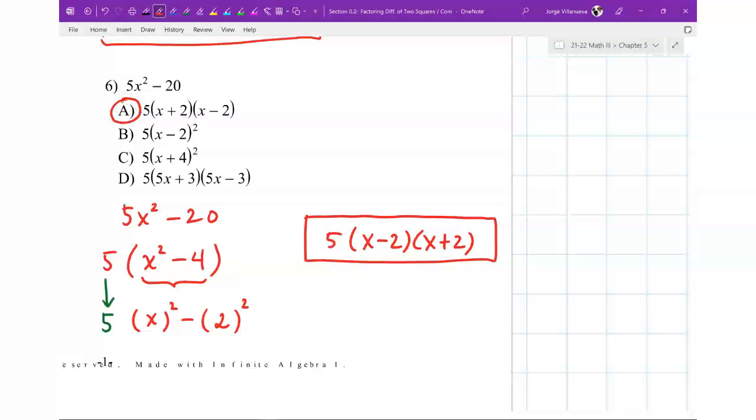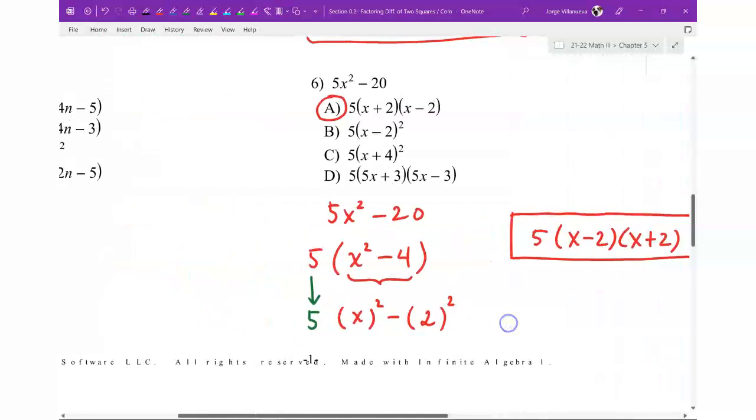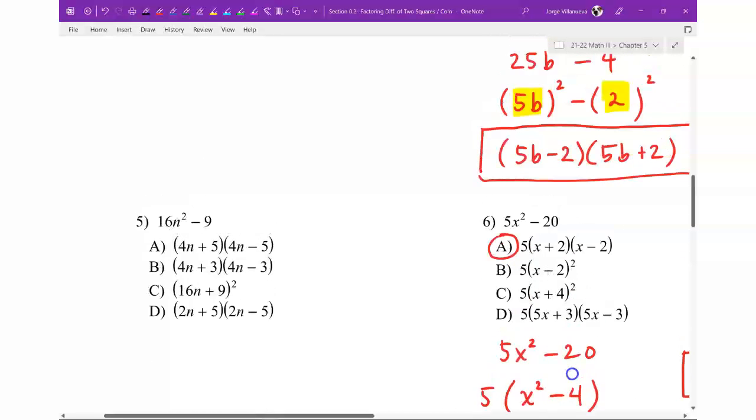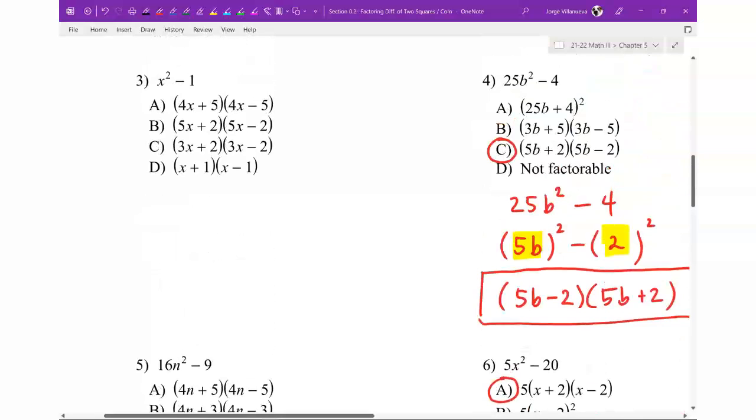Okay, so this one's just a little bit trickier because it doesn't have squares, but if you factor, you can find them. Okay, now let me just show you number 5. I'm not going to do it, but look at number 5. Okay, 16n squared minus 9. Those do have squares. You can figure out something squared minus something squared for that, right? Number 4. Yeah, you can do that one too. So those are not going to be too bad. Okay, you should be able to get through those without too much of a problem.